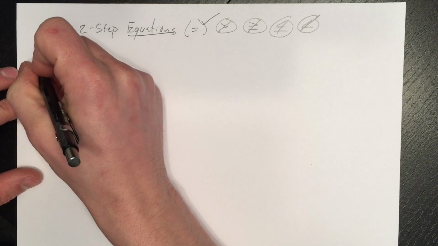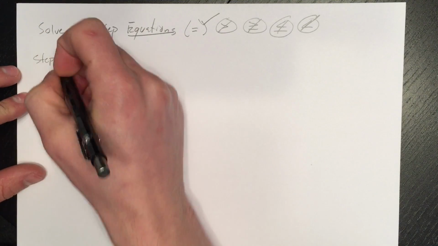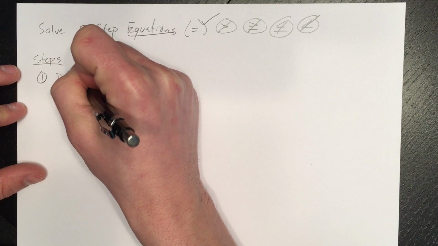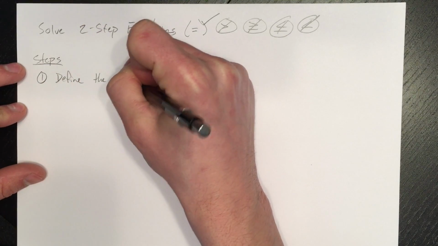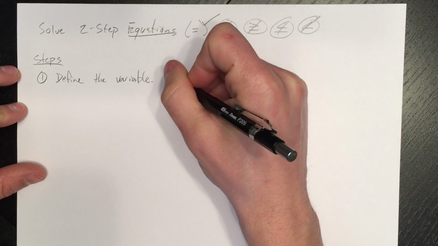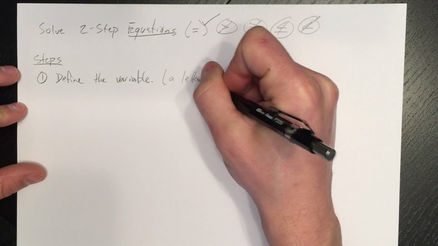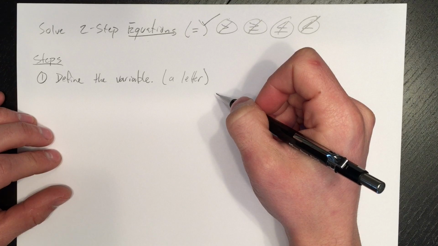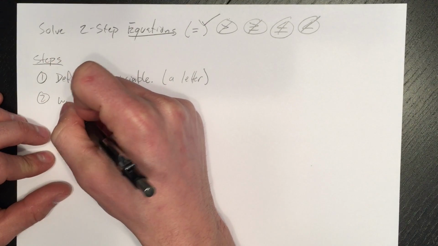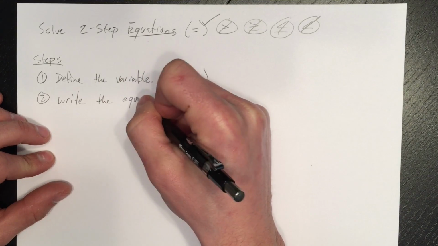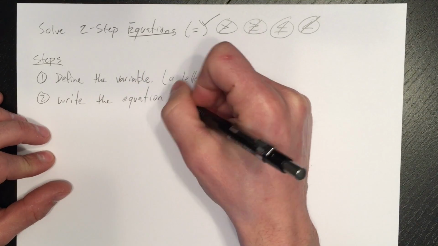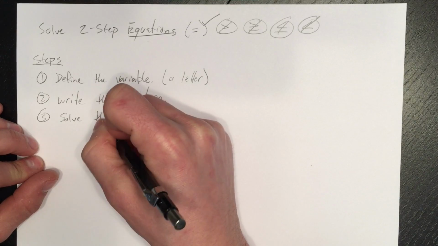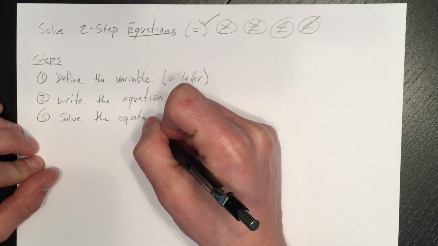All right, so there are a couple different steps that we need to do in order to do two-step equations. So steps. 1, we need to define the variable. Okay, and the variable is going to be a letter. All right, so we need to find the letter. Okay, so then we need to write the equation. Most of the time the equation is already going to be written for you. All right, step 3, solve the equation. This is what we're going to be focusing on in this video.